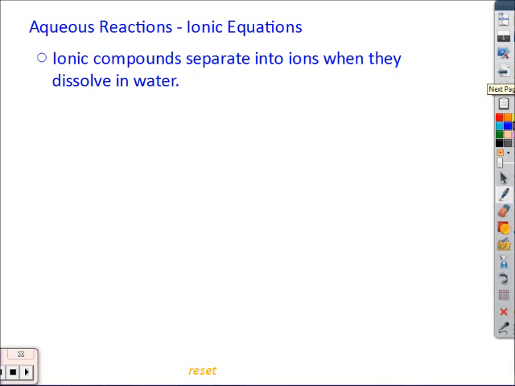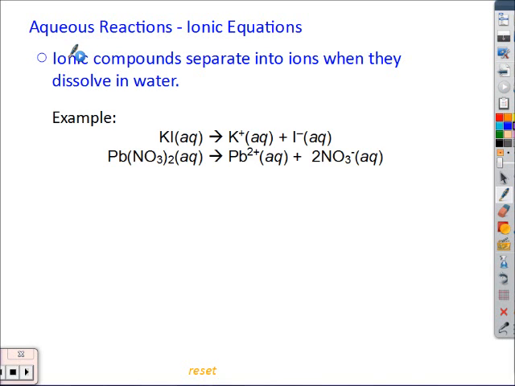Aqueous reactions are anything that occurs in water. When you have an ionic compound in water, it will dissolve. It'll actually break into its individual ions. So KI dissolves and forms K and I ions. They're separate now. We've broken those bonds holding them together.